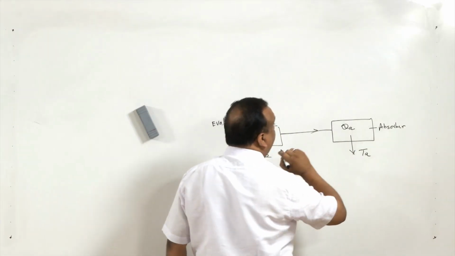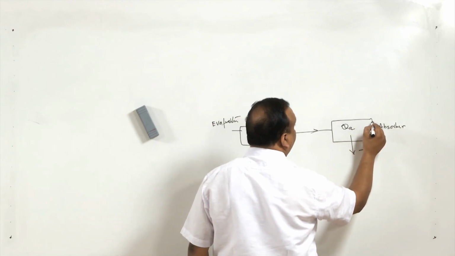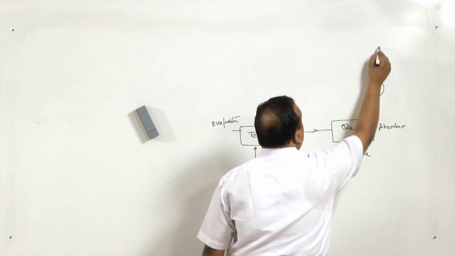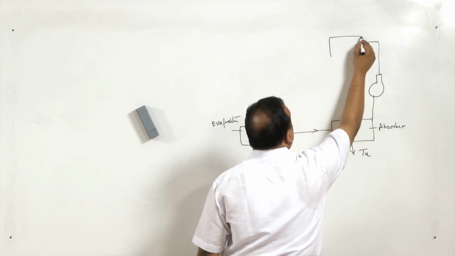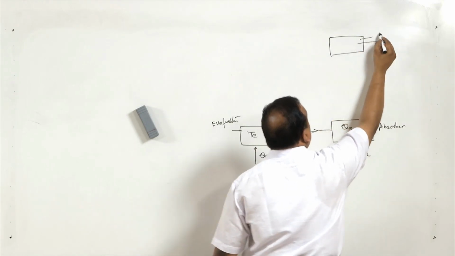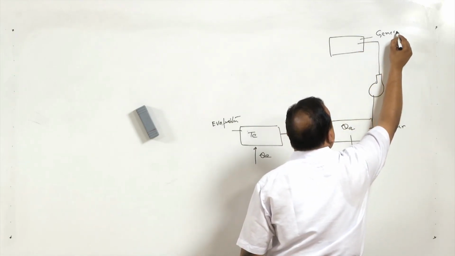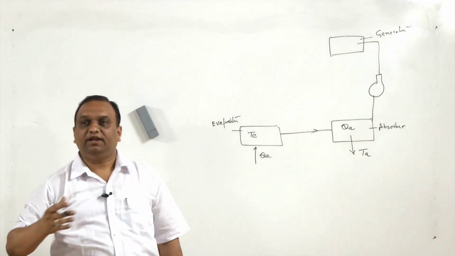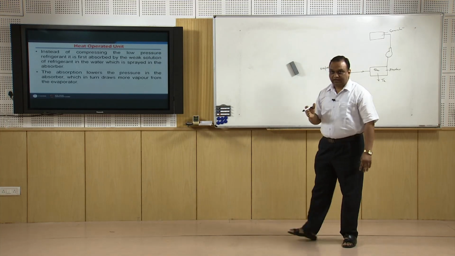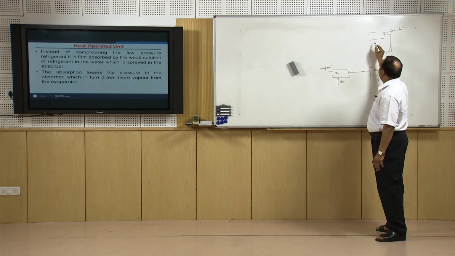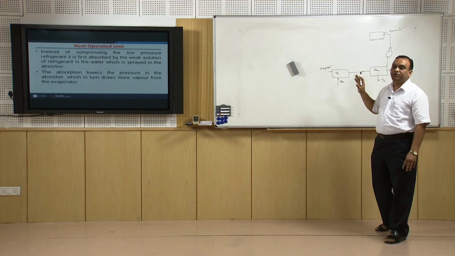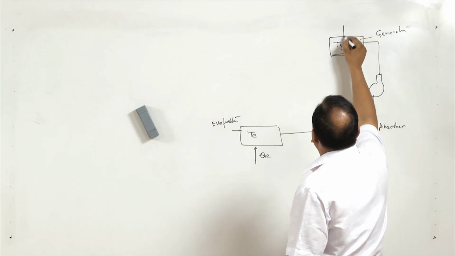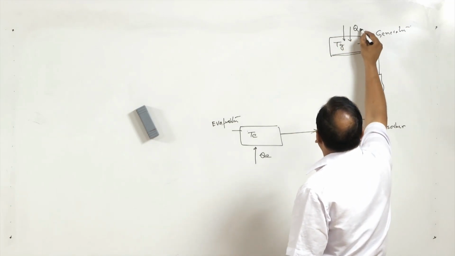After the absorber, a pump is used to pump the fluid to the generator. This is generator, where heating takes place, and heating can be done from some external sources. Normally in absorption systems, they are very useful where waste heat is available. So, waste heat can be used for heating in the generator. It has temperature TG, and the heat transfer is QG.